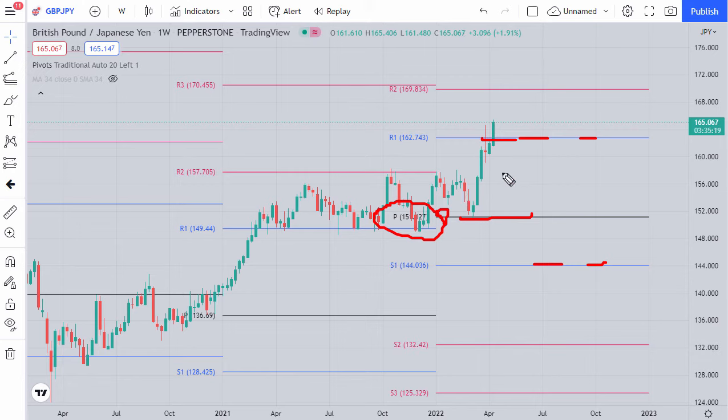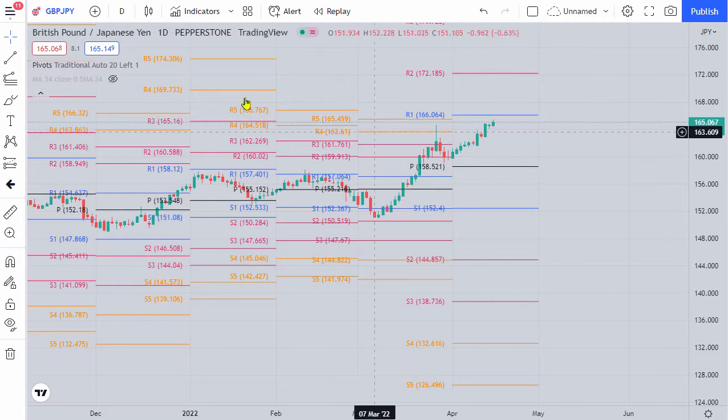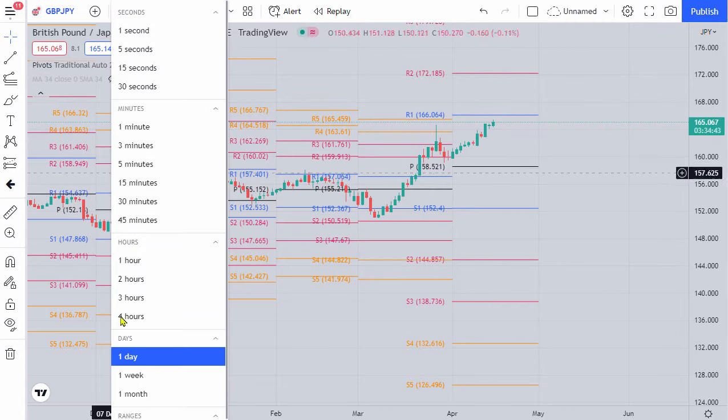Let me just get rid of my drawing tool here. Let me just run through some different time frames here. Let's just bring it down to a daily. So this has got a weekly. Is it? No, it's got the monthly on this one. The 4 hourly has got the weekly, which fits quite nicely.